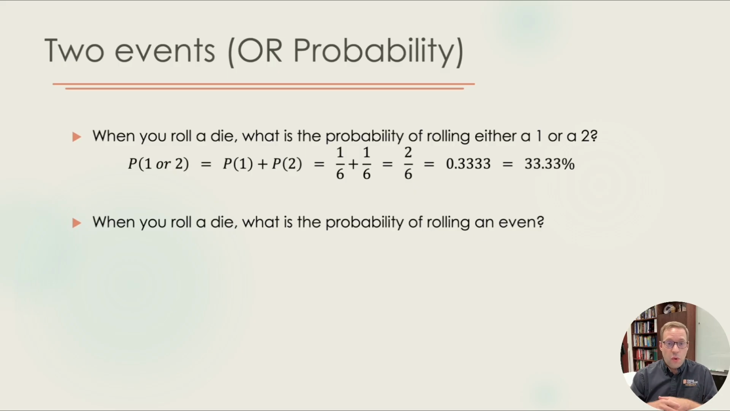So the probability of rolling a 1 is 1/6. The probability of rolling a 2 is 1/6. Add those two together, you get 2/6.